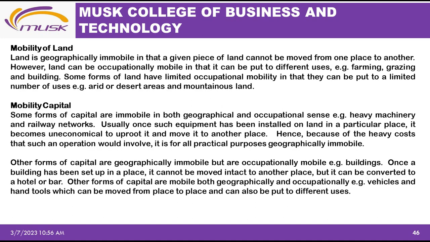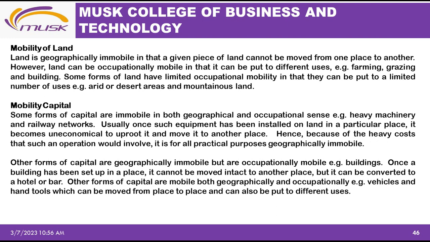Then mobility of land, we say that land is geographically immobile. We cannot move a piece of land from one point to another. But we can say that land is occupationally mobile, in that we can put it into different uses, e.g. farming, grazing, building, and then it becomes mobile. And then we have land in the arid areas. It is limited in use, so that one we cannot make occupationally mobile.